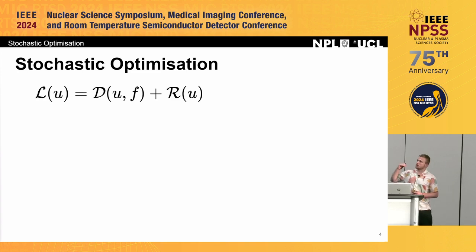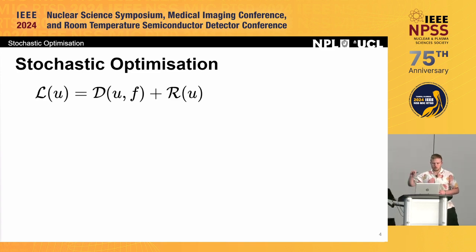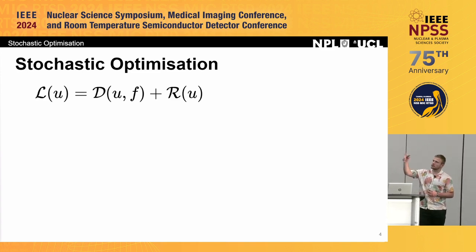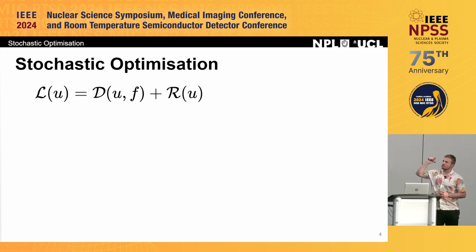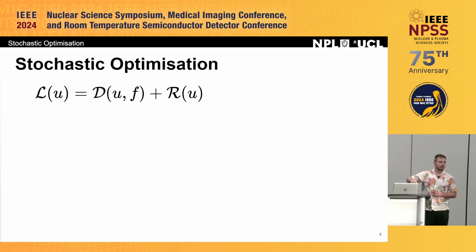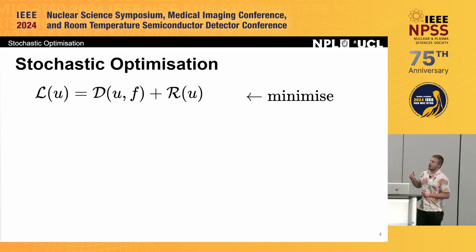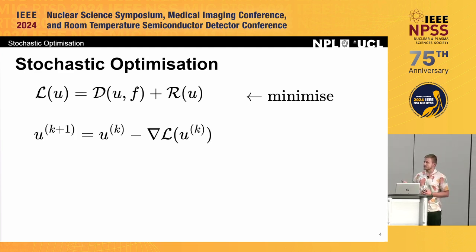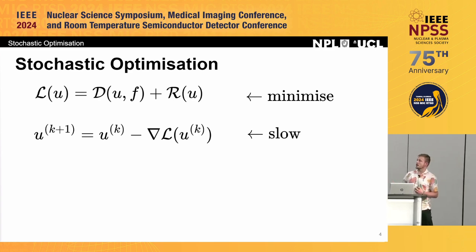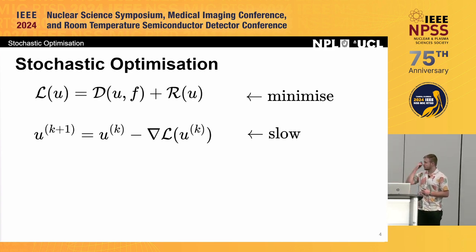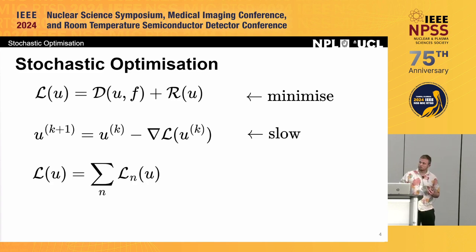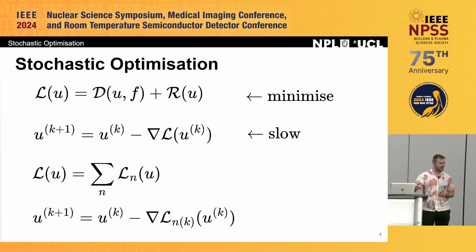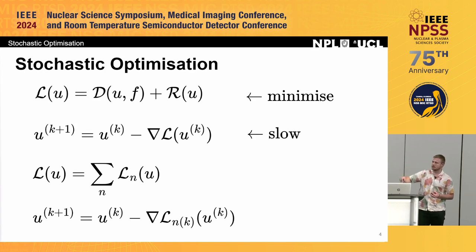So, stochastic optimization. We want to optimize an objective function which is made up of our data fidelity function plus a regularizer, and we're looking to minimize this. We can do this by gradient descent, but this turns out to be very slow for PET reconstruction because we've got this big forward model which we have to evaluate every single iteration. And so we split our objective function into subsets, and then we take subset gradients, but this descent direction can be very noisy.